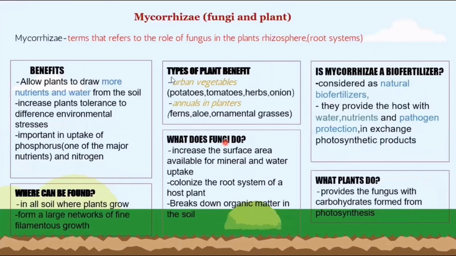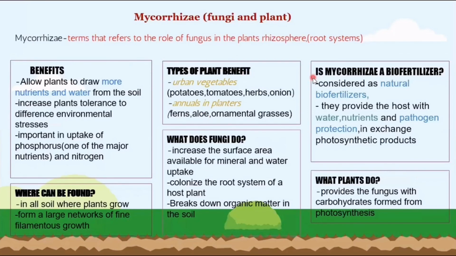Next is mycorrhizae, the relationship between the fungi and the plant. The benefits of mycorrhizae are that they allow plants to draw more nutrients and water, increase plants' tolerance to different environmental stresses, and are important in the uptake of phosphorus. Mycorrhizae can be found in all soil where plants grow as it forms a large network of fine filamentous roots. Types of plants that benefit are urban plants, vegetables, and annuals in planters.